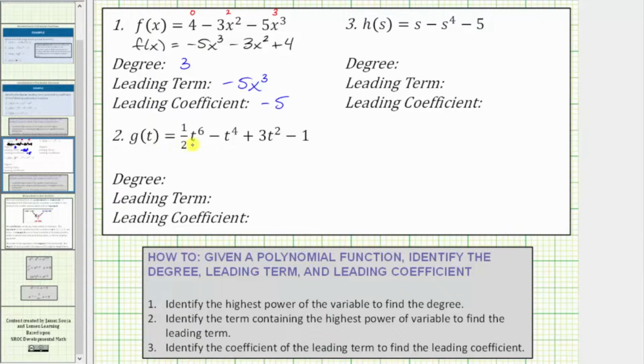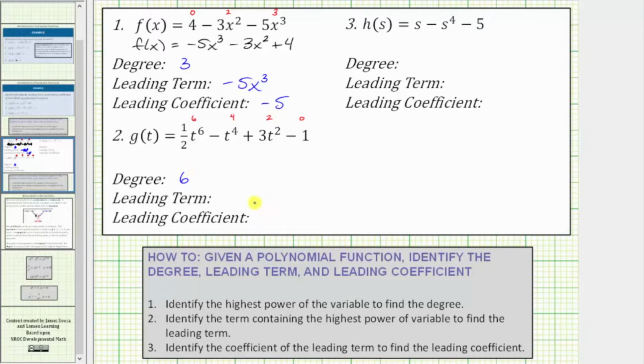Number 2, we're given g of t equals 1/2 t to the 6th minus t to the 4th plus 3t squared minus 1. Let's begin by determining the degree of each term. The degree of the first term is 6 because of the exponent of 6 on the variable t. The degree of the second term is 4 given by the exponent of 4 on the variable t. The degree of the third term is 2. The degree of the last term is 0. Because the highest power on the variable is 6, this is a degree 6 polynomial function.